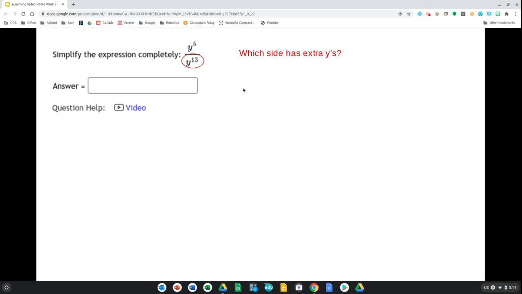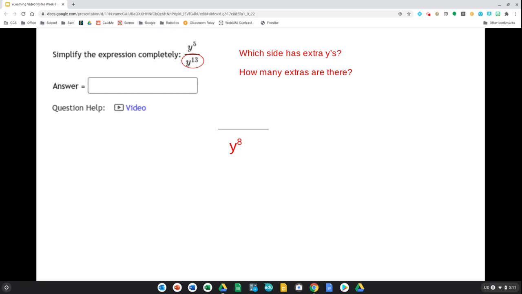Now, what I want to write down is how many extra y's there are. If there are 13 at the bottom and 5 at the top, that means there are 8 extra y's down here at the bottom. I just get that by subtracting: 13 minus 5 is 8. So in my answer, I'm going to put y to the 8th underneath the fraction bar, because I had 8 extras on the bottom, and that's what I've got to put there.